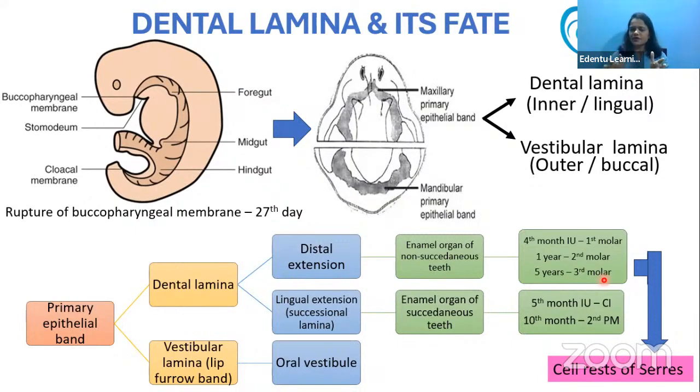After 5 years, this dental lamina will start disintegrating and form epithelial islands, small clusters of cells. Those small cell rests are called the cell rests of Serres. If the cell rests are silent, they are usually not a problem creator. But once some problems happen with these cell rests of the dental lamina, then we will see the formation of tumors or cysts. So this is about the dental lamina and its fate.